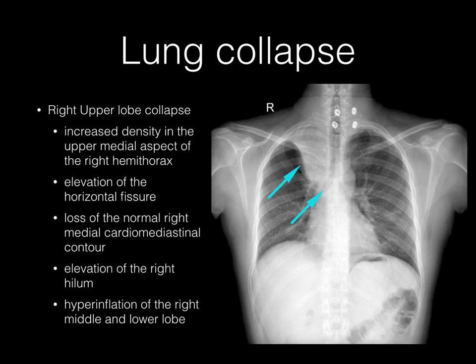As you can see in this particular X-ray, the two arrows demonstrate the horizontal fissure which is elevated, and the right main bronchus appears to be elevated as well, indicating the elevation of the right hilum.